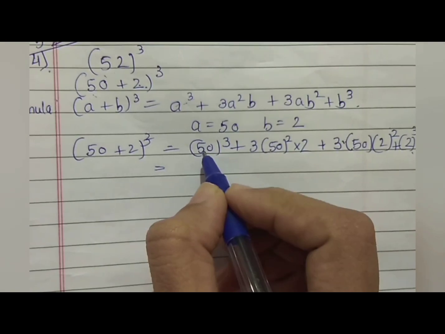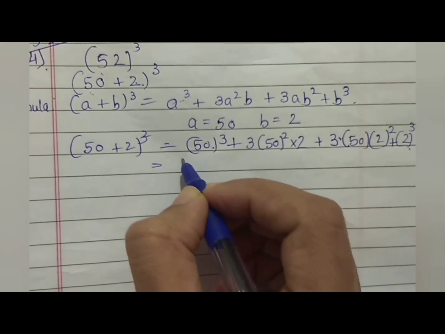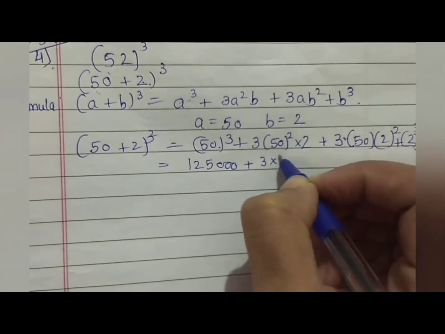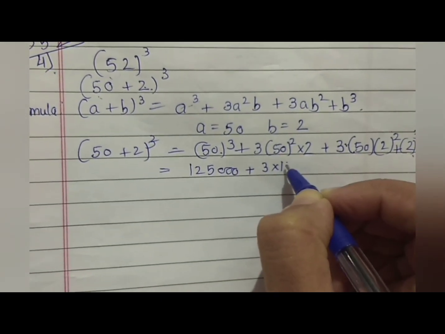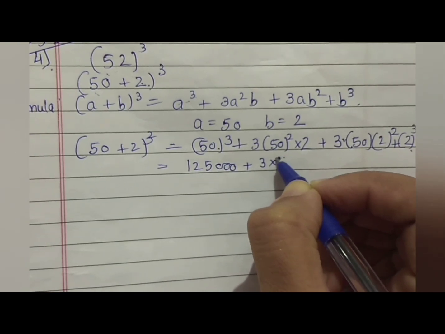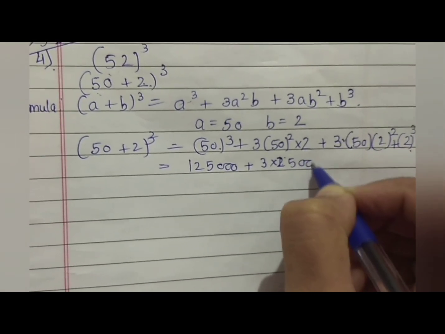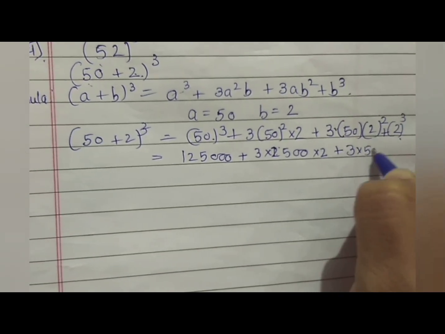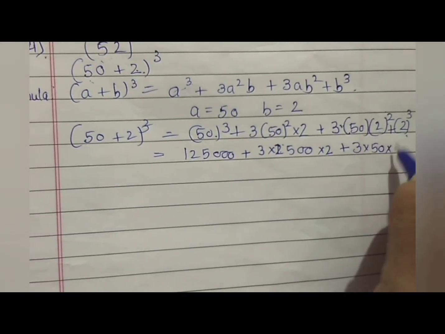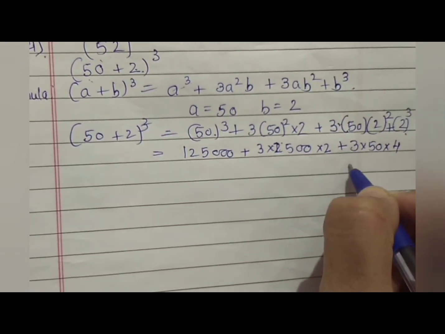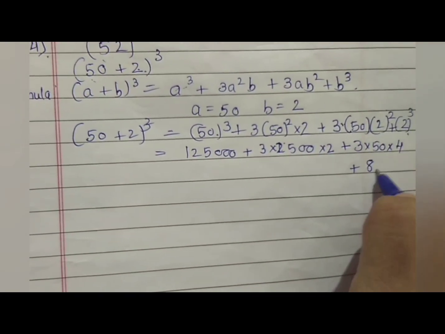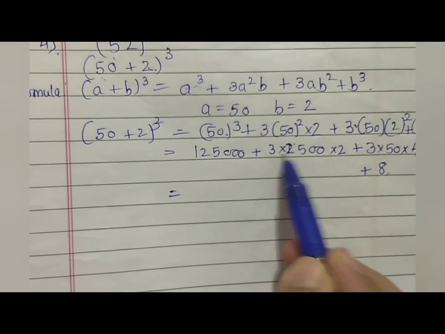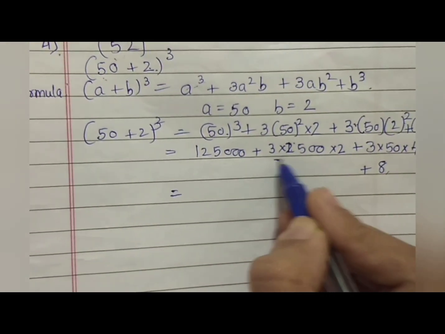Now we'll open the bracket. The cube of 50 is equal to 125,000 plus the square of 50 is, so we'll write it down here as it is. The square of 50 will be 2500, multiplied by 2 plus 3 multiplied by 50. The square of 2 is 4 and the last number, that is the cube of 2, will give you 8. Now in this, since all are numbers, so what we'll do first, we'll multiply this.